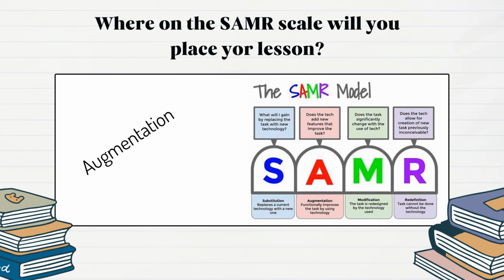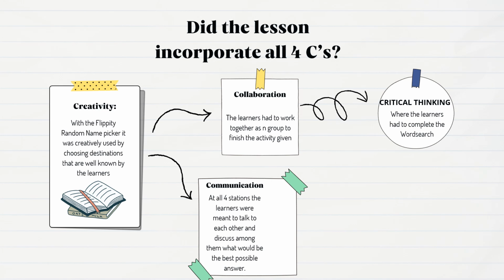Where on the SAMR scale will you place your lesson? I place it on augmentation, where technology functionally improves the task. Did the lesson incorporate all 4 C's? Yes, it did. With creativity, we used the Flippity random name picker. It was creatively used by choosing destinations that are well known by the learners.